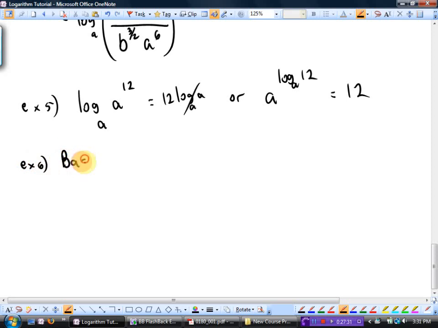Example 6. Here was our next rule. The base change law. This allowed us to change the base of a logarithm. And I could either give you the front end of the law and then ask you to give me the back end, or I could give you the back half of the equation and say, where did it come from? And there was that second variation that people had more trouble with. Show you what I mean.